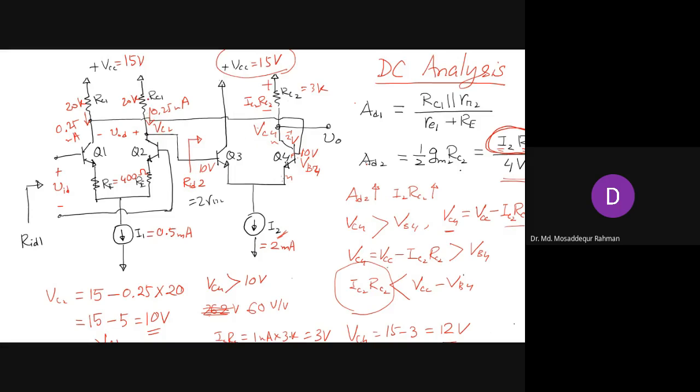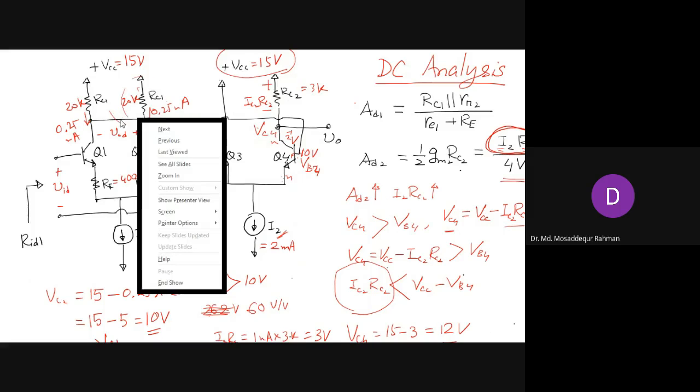So we need to reduce this voltage here, right? And how can we do that? Here the voltage drop ICRC, you need to reduce from 10 to 9. So if you want to reduce the voltage here, that means you want to increase the voltage drop here, right?